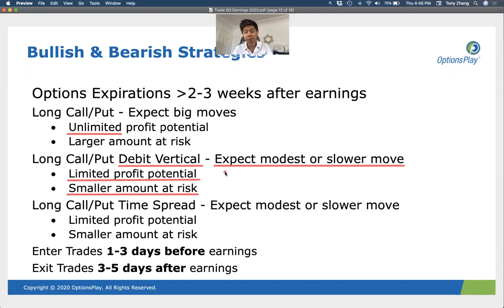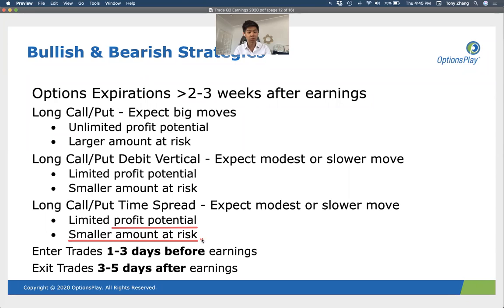The debit spread does the same thing, but the time spread, the calendars and diagonals, take that to a slightly more extreme example, where the short option has higher theta and higher volatility crush, and that's going to help negate the two factors that are really working against you when you're buying an option. This also has limited profit potential and generally puts a smaller amount of capital at risk. But both of these are for when you expect more of a modest or slower move. They are very similar to each other.